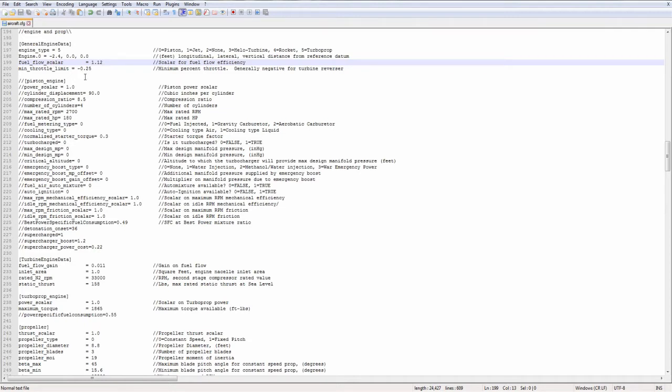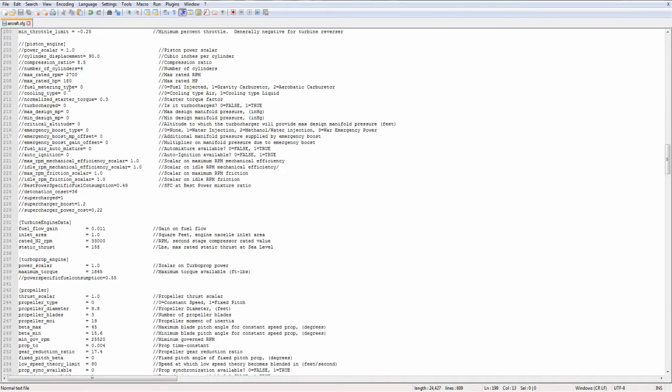Now here we have the minimum throttle limit. This is the minimum % of throttle, and you want this to be negative if the engine has reverse thrust capability. So that would be jet engines with reverse thrust capability, or some turboprops that have them. You would make this negative. As you can see, it's minus 0.25.